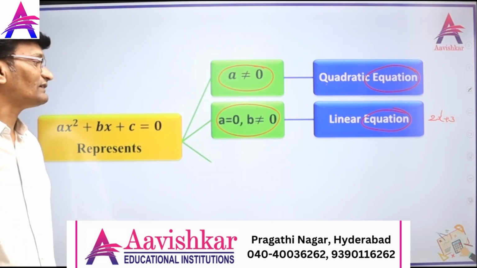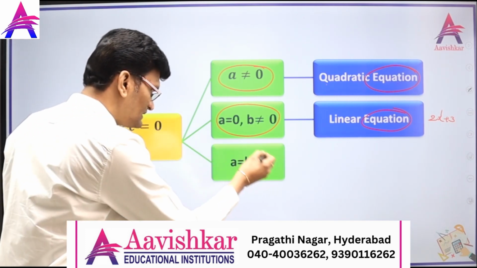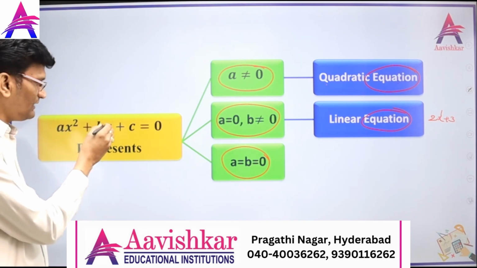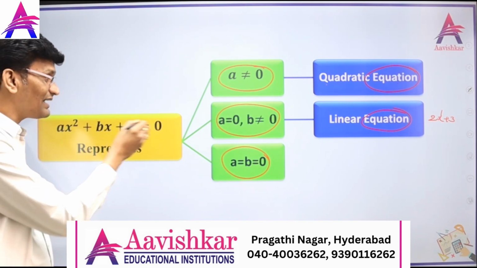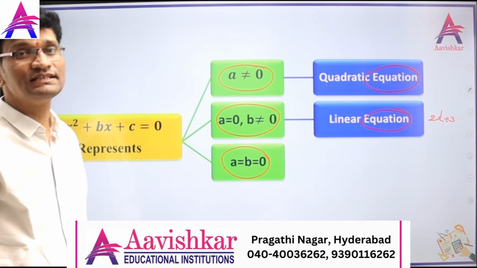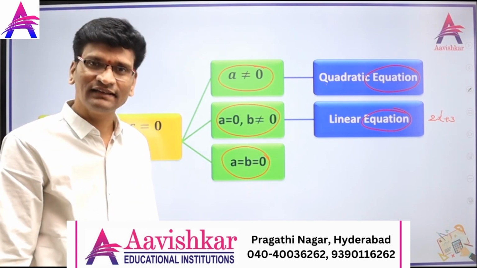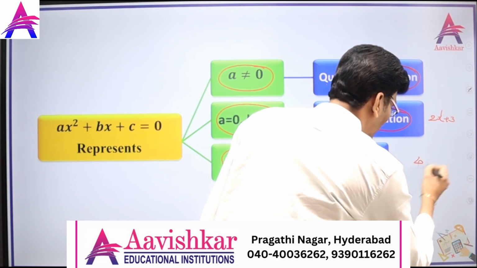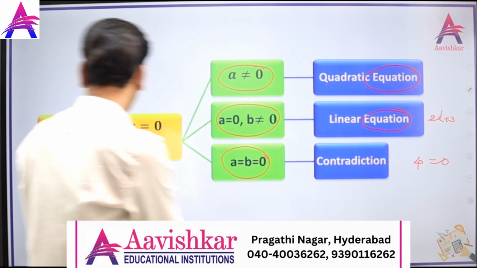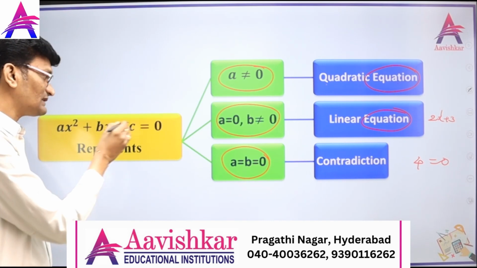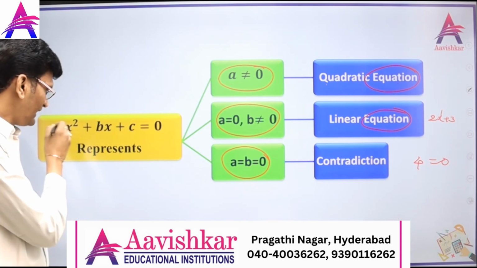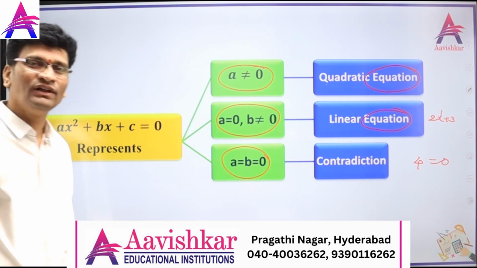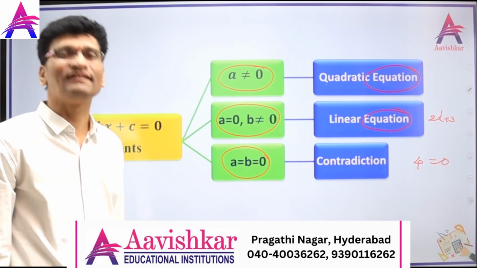Now, the third case is, if a is equal to b is equal to 0, both are zeros. Observe here, a and b are zeros, then what are you getting? Some constant is equal to 0, which is a blunder. Therefore, we say it is a contradiction. It means, for example, we are getting 4 is equal to 0. In this equation, it is the x square term, it is the x term and it is the constant. If we make these two as zeros, then what we are getting? Some constant is equal to 0. It is a blunder, therefore we say contradiction.